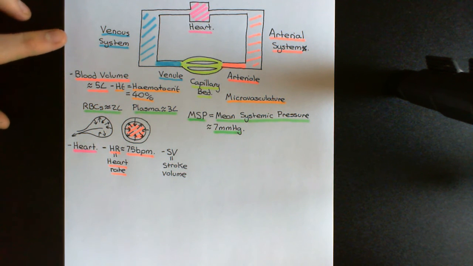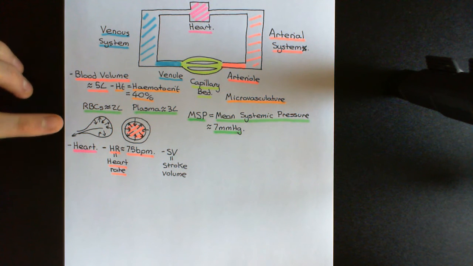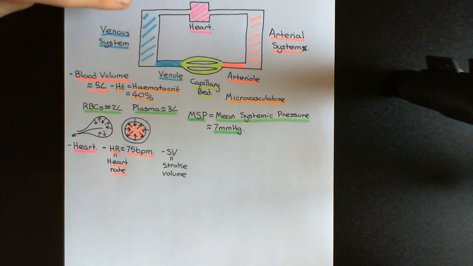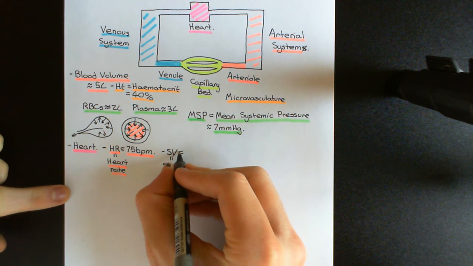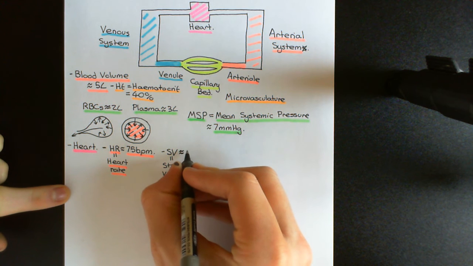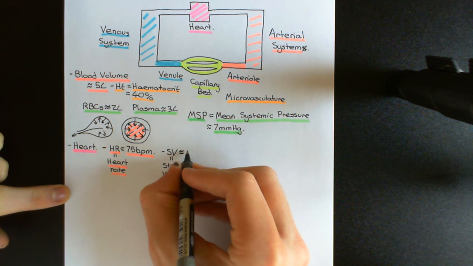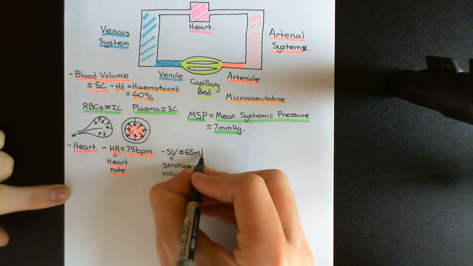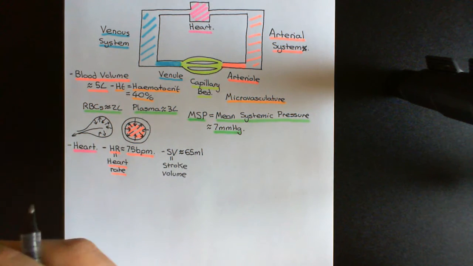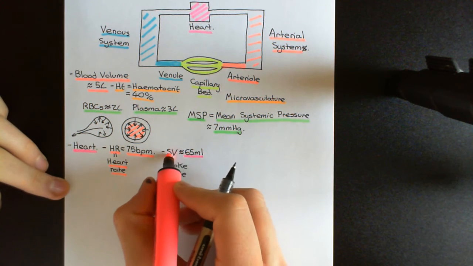But for now, we're going to assume that every time the heart beats, it just moves a constant amount of blood from the venous system to the arterial system, and that amount does not depend on what the pressure in the venous system and the arterial system are, which of course it really does. But initially, just to get a very important concept across, we're just going to assume that it's constant. Okay, so it's usually around 65 milliliters stroke volume, so that's what we will assume.